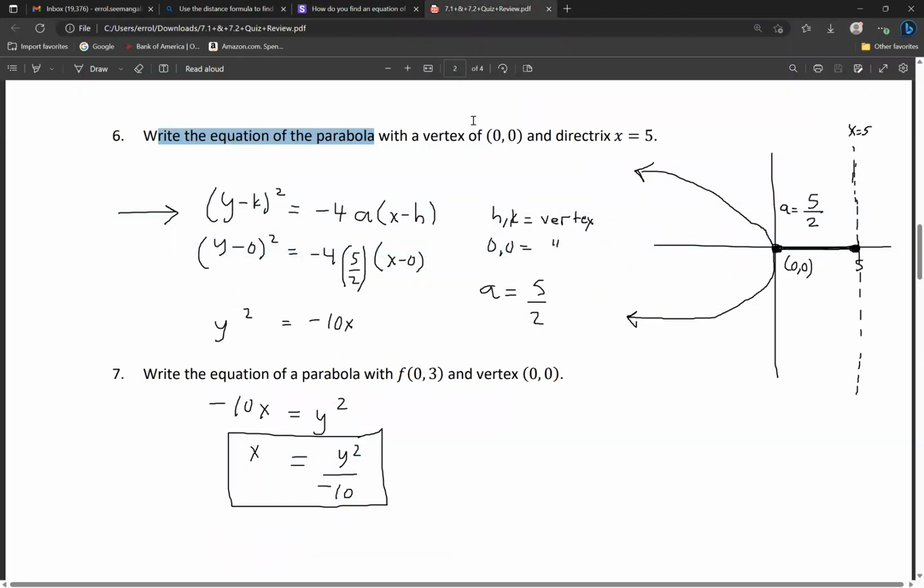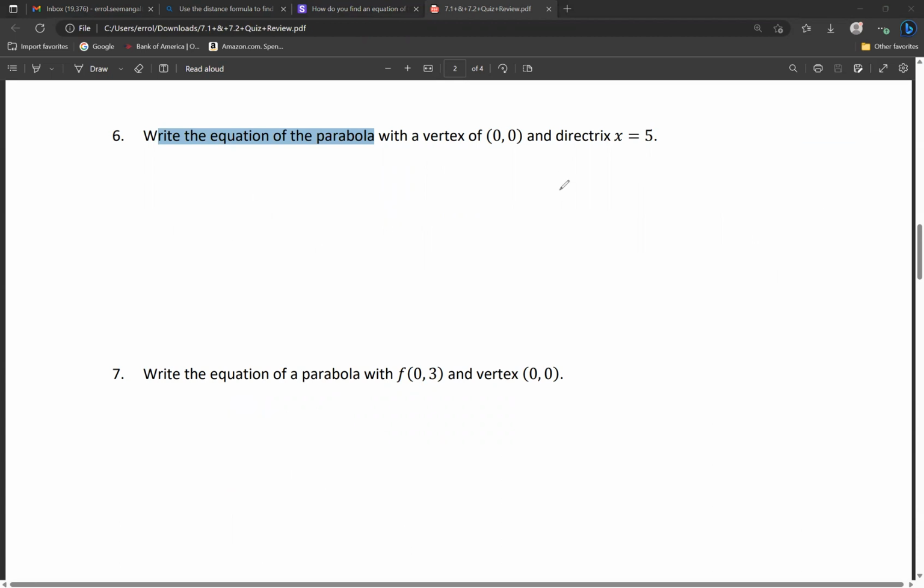All right, 7. Let's try 7. So write that down or copy that. Number 6. Let me erase that. Clear that. All right, one more. Let's try 7. Write the equation of a parabola with focus (0, 3) and vertex (0, 0). Okay. All right, let's draw a little picture. (0, 0) is right there, and (0, 3) is right here.